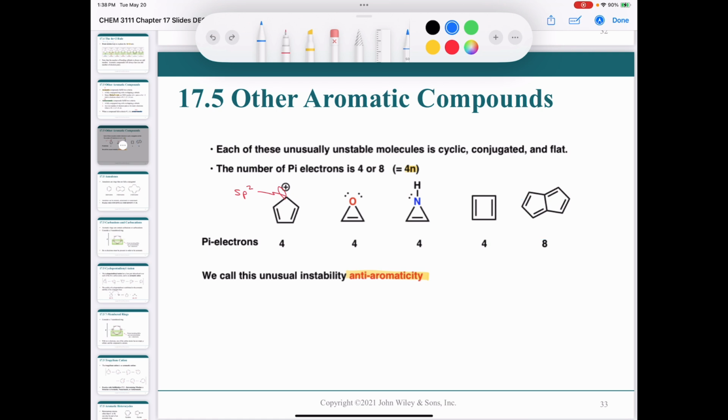And so each of these unusually unstable molecules is cyclic, conjugated, and flat, okay? And we saw with the cyclooctatetraene that it is not anti-aromatic, it's actually non-aromatic because it adopts the tub shape that we saw earlier on. And so again, there are actually very few anti-aromatic compounds, so it's not a bad idea to familiarize yourself with these compounds as being anti-aromatic compounds.